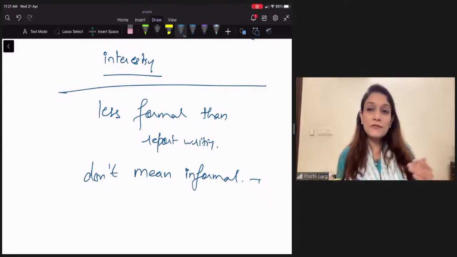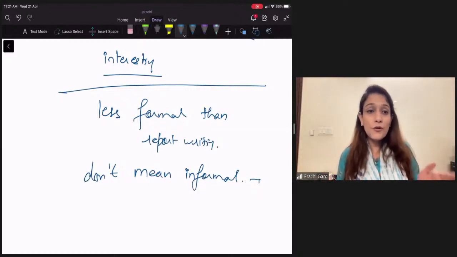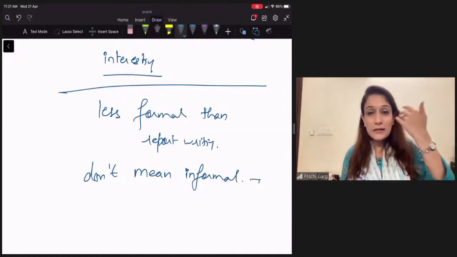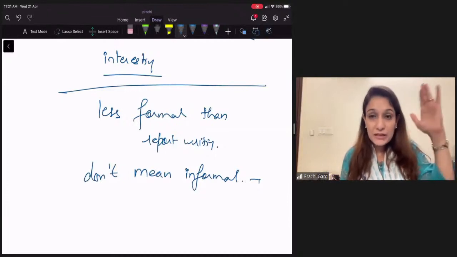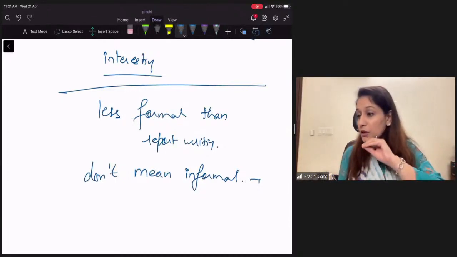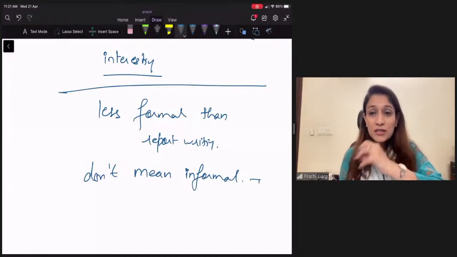Why are WhatsApp messages informal? Because half of them tend to take the liberty of using the words in short form. They just remove vowels from the words. I don't know what people do, right? It's a big no-no.